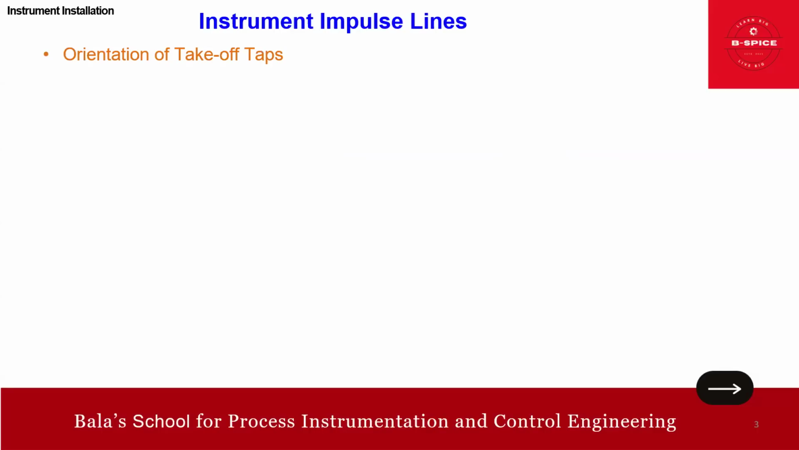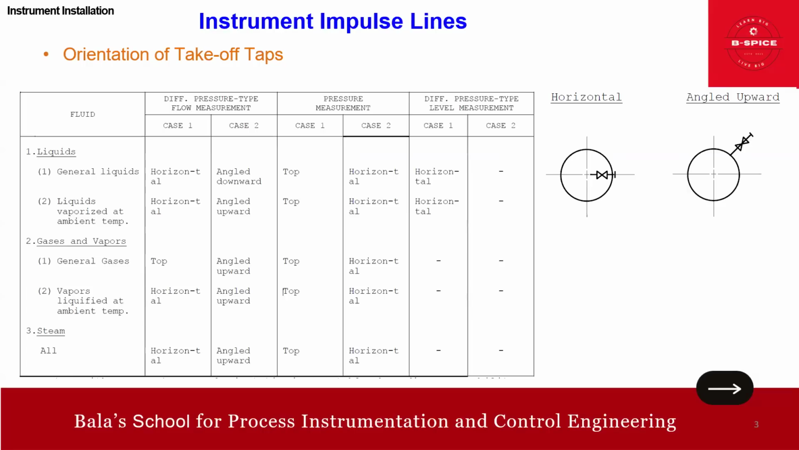Okay, first I want to inform you on the orientation of takeoff taps. Of course, you guys know, but I just want to put it forth again. Okay, so this is how I classify fluid. Liquids: general liquid, liquid vaporized at ambient temperature. Gases and vapor: general gases, vapors liquefied at ambient temperature, and steam. So these are the classifications for fluid, and I also classified the DP as flow, normal pressure, and DP level. Okay, case 1 and case 2. It depends on the applicability, so you don't have to worry about this. But yeah, this is a different scenario.